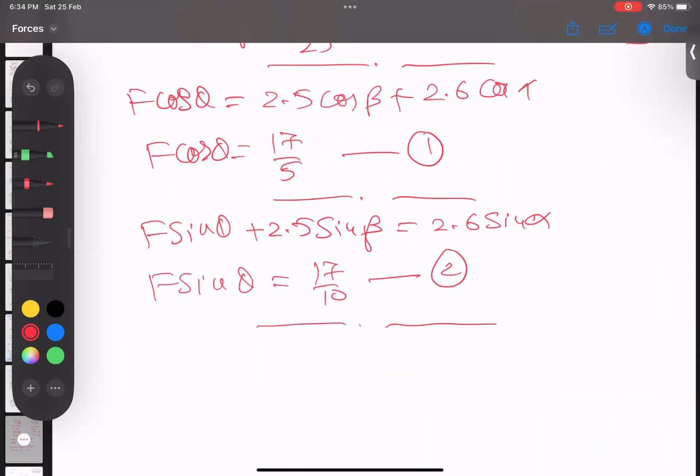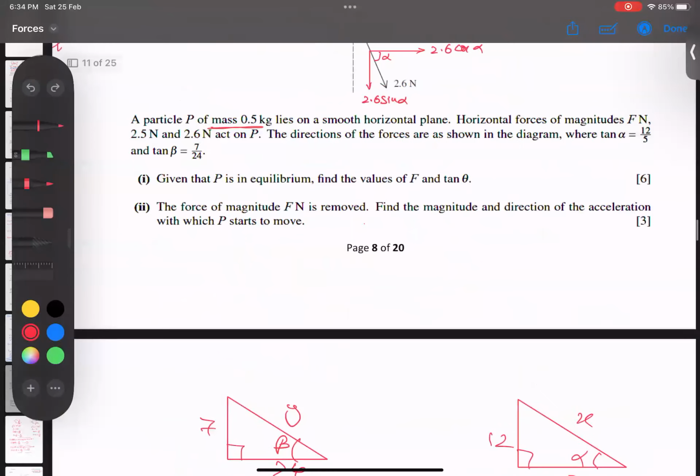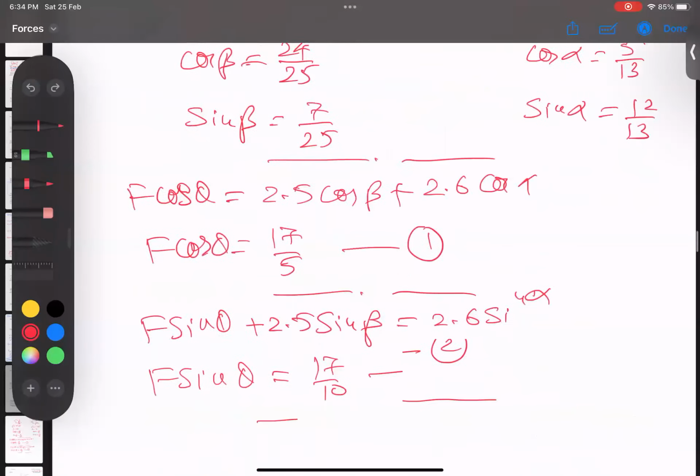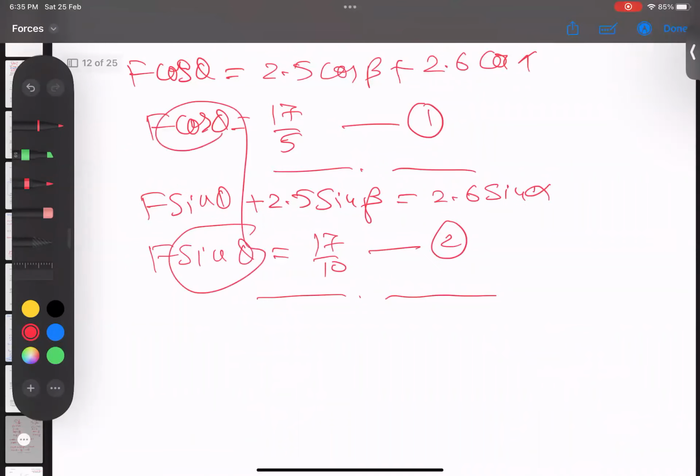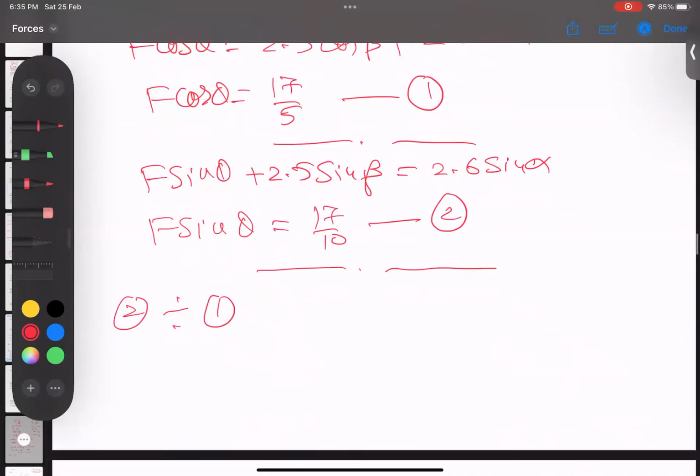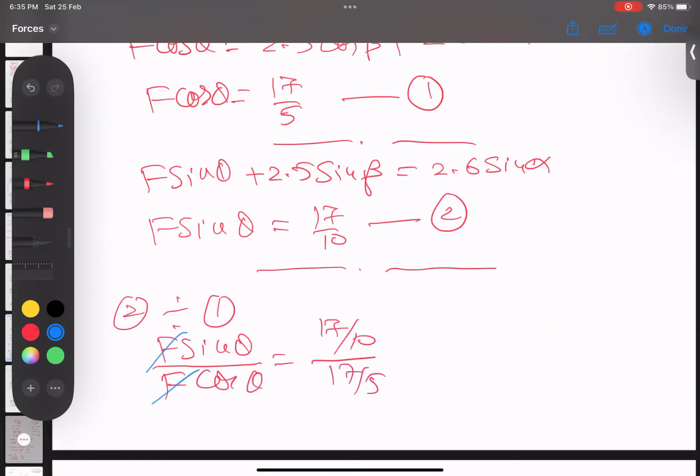And I know that cos square plus sin square is 1, or I can divide them even. F cancels out. What is my target to get? Two things, F and theta. Sorry, tan theta is what I'm looking for. So tan theta I can get easily because sin is up and cos is down. So if I divide 2 by 1, what happens on the left hand side? F sin theta up, F cos theta down, 7 by 10 up, 17 by 5 down. This F cancels out, alhamdulillah, I got tan theta.